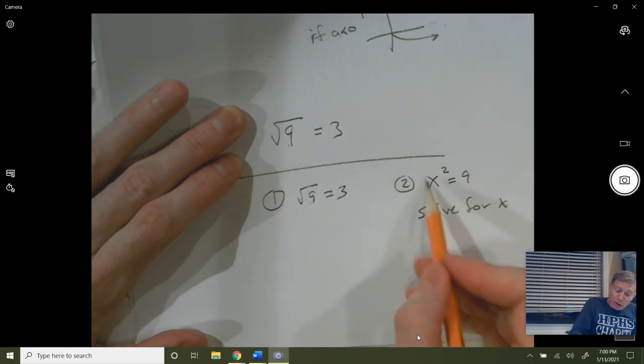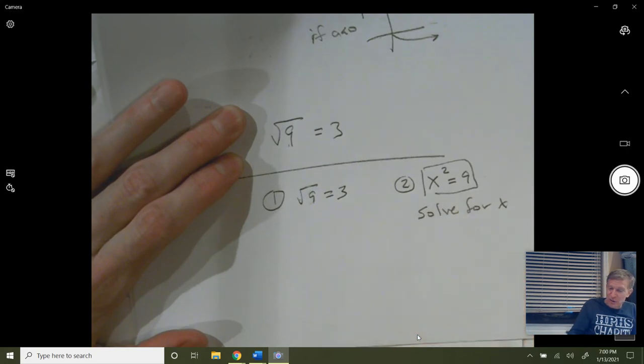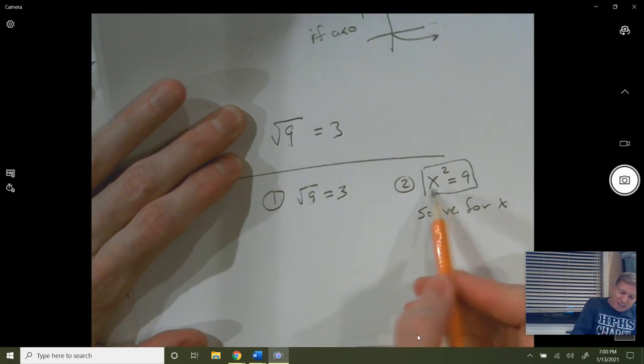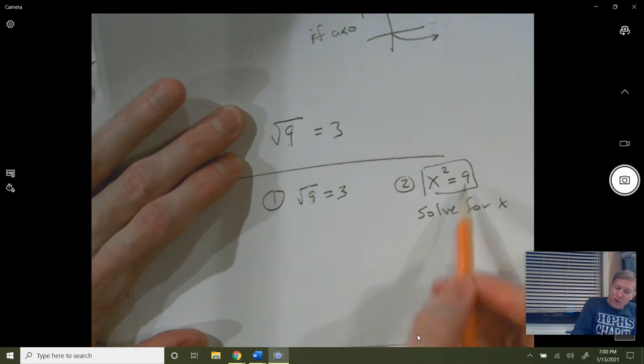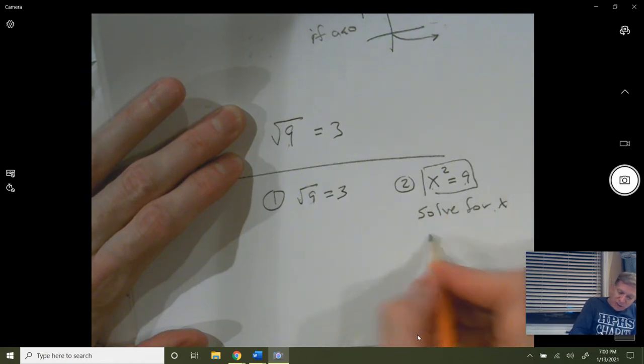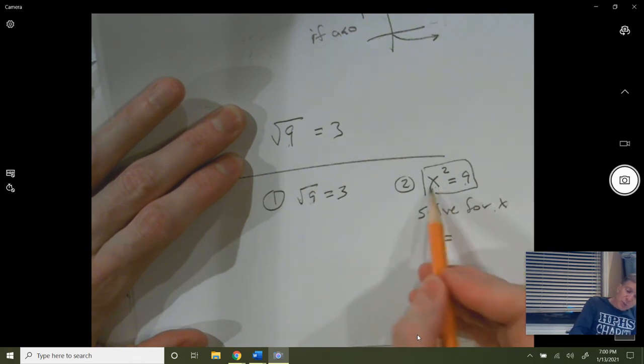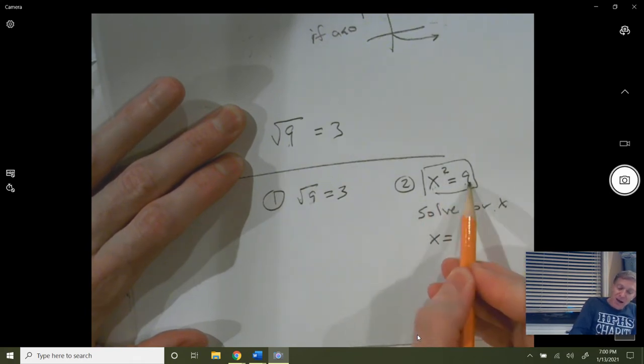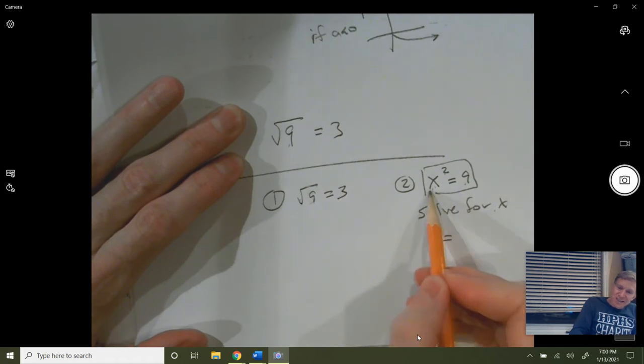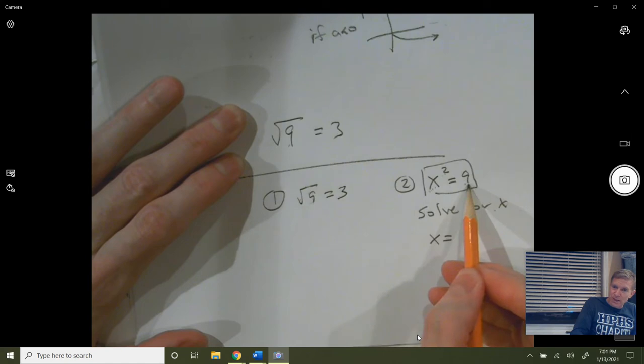Now, if I started with this, I didn't tell you to take the square root. I said x squared equals 9. Solve for all x where this is true. Well, then x could either be 3 or negative 3, because 3 squared, 3 times 3, is 9. But negative 3 also works, because negative 3 quantity squared, negative 3 times negative 3, also gives you 9.